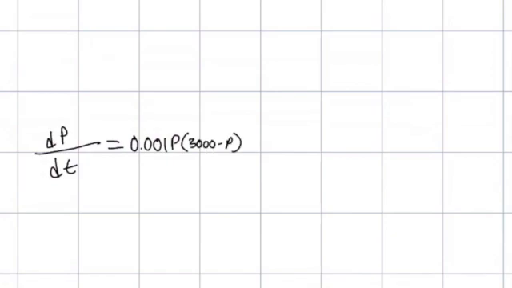All right, so first off, let's get straight into it. I'm going to start with the differential equation: my change in population with respect to time is equal to 0.001 times my population, all multiplied by 3,000 minus my population. The first thing I'm going to do is rewrite this form a little bit. I'm going to rewrite this as dp/dt equals 3p minus 0.001p squared.